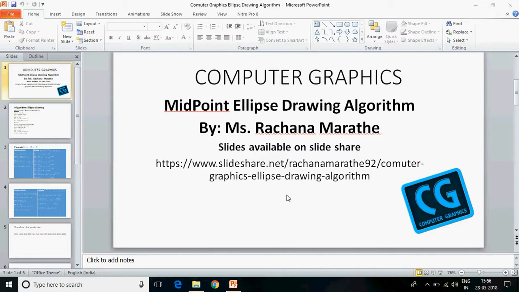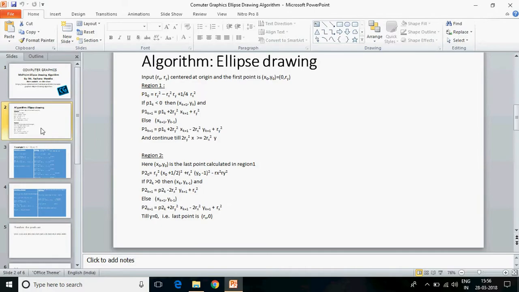The aim of this video is to show some solved examples for the ellipse drawing algorithm which may not be available in regular textbooks. This is the algorithm for ellipse drawing. This algorithm can be found in any standard computer graphics textbook. I have taken reference from Hearn and Baker. You can see the link to this textbook in the last slide of the presentation.